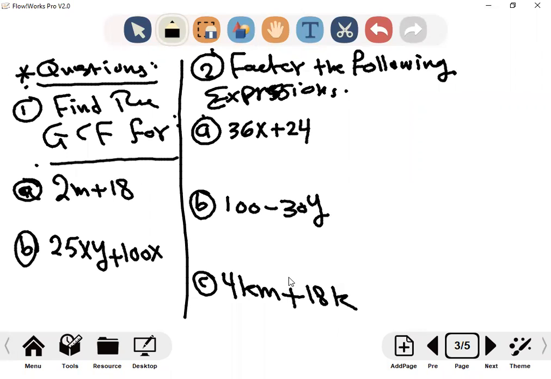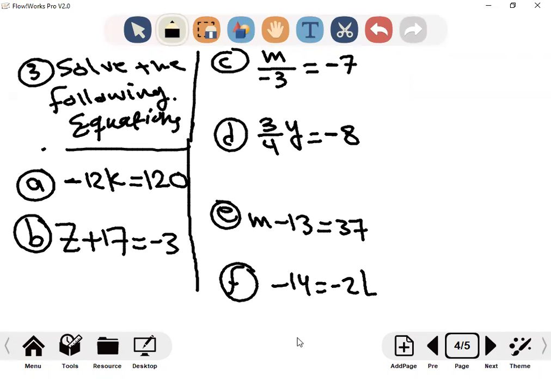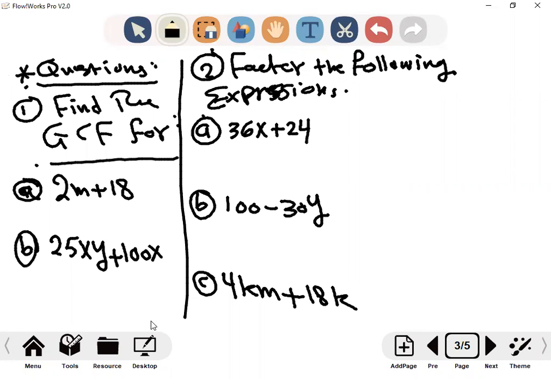If you have not finished copying these questions: negative 14 equals negative 2L. I want the value of L. This is question 1. Find the greatest common factor. Part A, 2m plus 18. Part B, 25xy plus 100x. Then factor the following expressions: 36x plus 24, 100 minus 30y, 4km plus 18k.